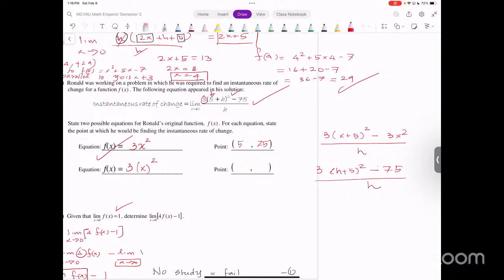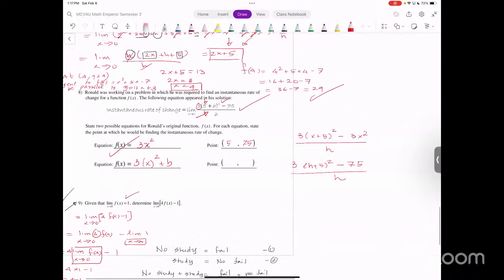Now, let's add some b. I don't know the b. I'm just adding another b, because we can clearly see this is supposed to be just 3x squared. So I don't know the b. Let's go back to the definition. What does the definition say about the instantaneous rate of change? 3 times x plus h whole thing squared, right? And then plus b, minus 3x squared plus b, isn't it? Divided by h, isn't it? If this function is going to be 3x squared plus b, that is how it can be.